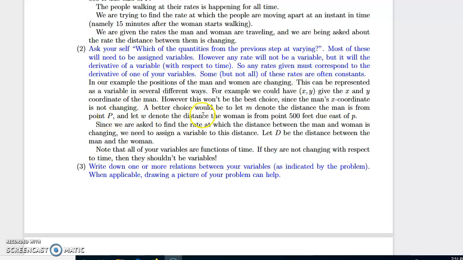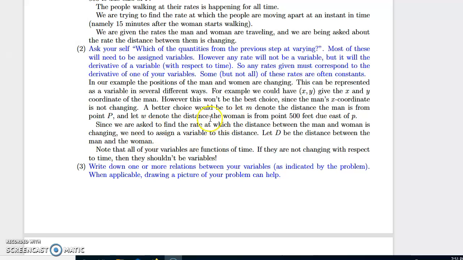And we're going to let w denote the distance the woman is from the point 500 feet due east of P. Since we are asked to find the rate at which the distance between the man and woman is changing, we're also going to need a variable for that distance. I'm going to call it capital D. I would call it lowercase d, but then it gets quite confusing when you have all your d/dt's. You would have d/dt with a lowercase d would look really funny, so I'm going with capital D instead.